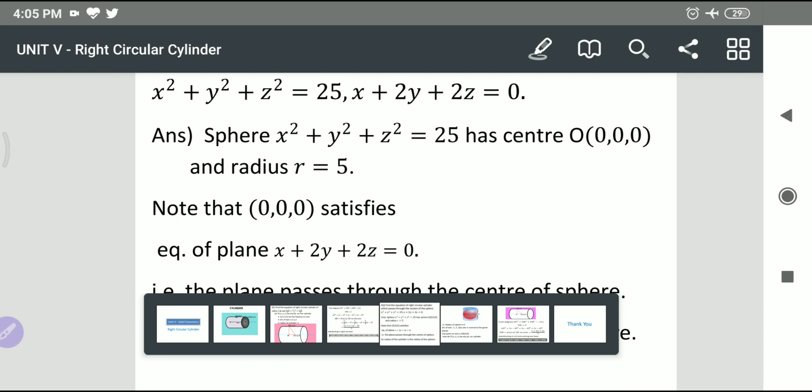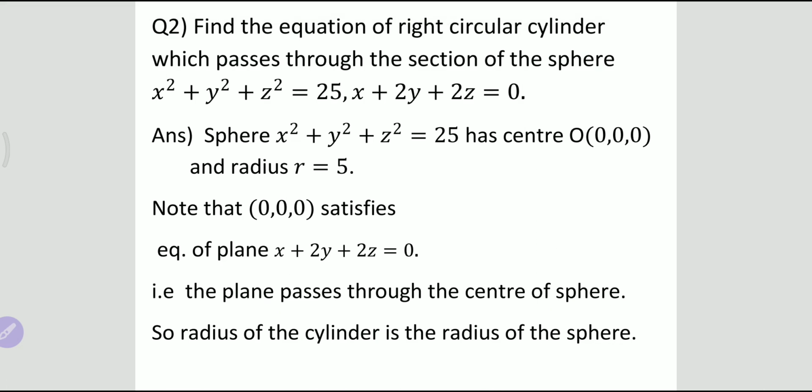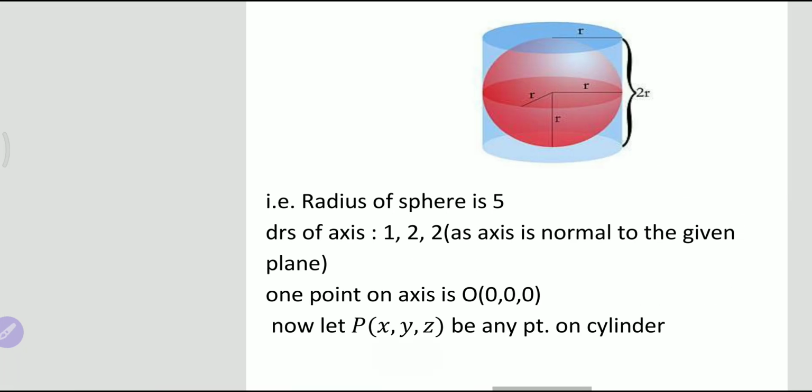And whatever the radius of this circle is, the same radius is there for the cylinder. So here the radius of the sphere is 5, so we can say the radius of the cylinder is also 5. So we have written that the plane passes through the center of the sphere, so the radius of the cylinder is the same as the radius of the sphere.